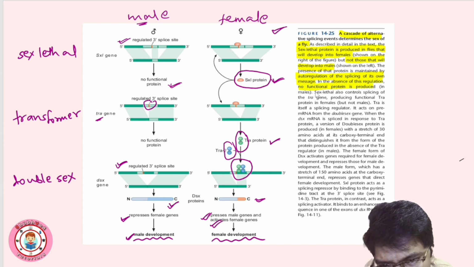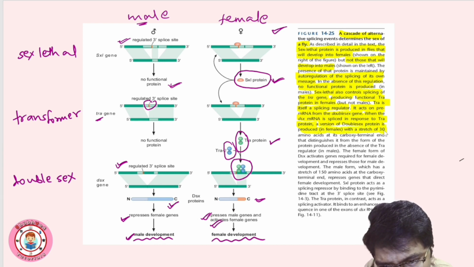In the case of males, sex lethal also controls splicing of the TRA gene, producing functional TRA protein in females. TRA is a splicing regulator, as is the SXL gene. TRA is itself a splicing regulator. See, TRA is also a regulator. It acts on pre-mRNA from the double sex gene. When the double sex mRNA is spliced in response to TRA protein, a version of double sex protein is produced in females with a stretch of 30.